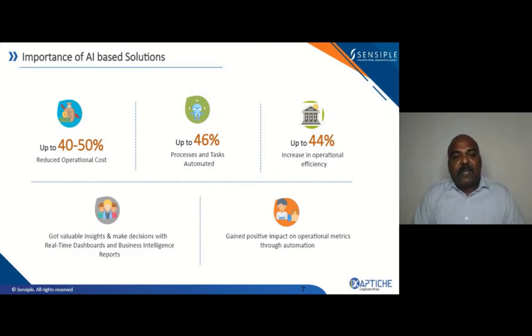Another example is the human resource department in an organization that uses AI technology to detect employee attrition, so that the HR team can proactively keep the employees happy and also retain them.